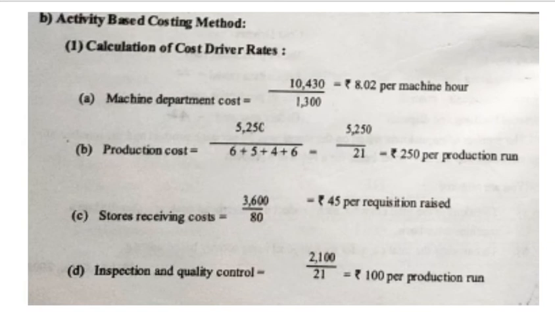So next is according to activity based costing. When you're calculating activity based costing, the first step will always be the calculation of cost driver rates. Your first cost activity performed in your question is machine department cost. This is related to your machine, so the cost driver for it will always be machine hours.